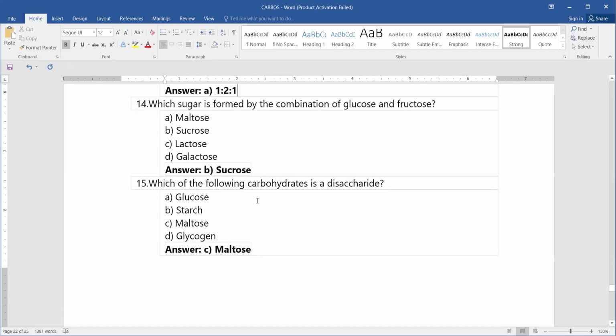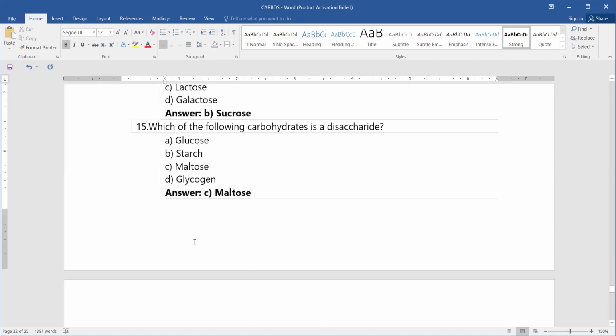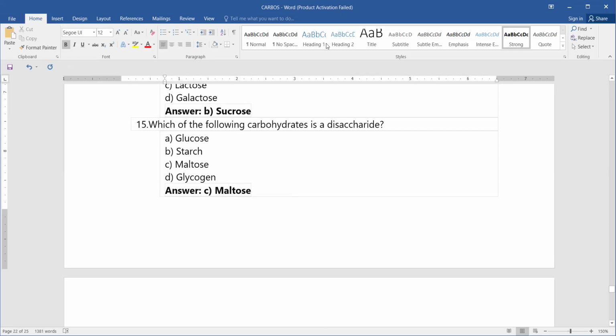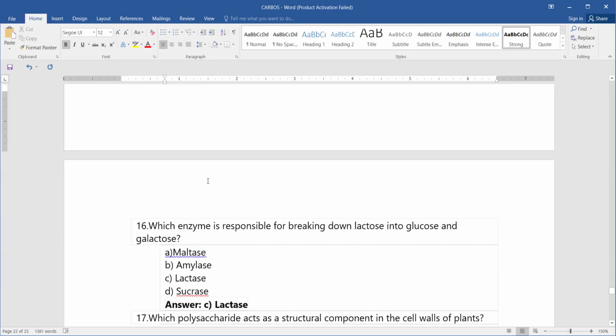So which of the following carbohydrates is a disaccharide? Glucose no, starch is a homopolysaccharide. Maltose, so it is not. Then glycogen. Okay, so which of the following carbohydrates is a disaccharide? Glucose, starch. Maltose is also... so maltose is a disaccharide. So the remaining are not.